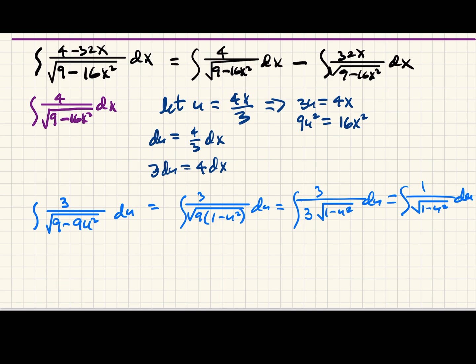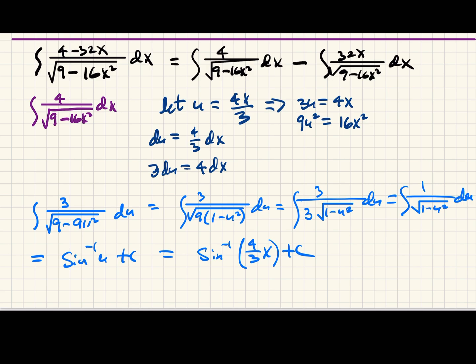I don't. I have it written down here. This would be arc sine, or I usually write inverse sine. I like that notation better. Of u plus c. So that's going to be the inverse sine of, now let's see, what did we let u be? We let u be 4/3 x, right? So inverse sine of 4/3 x plus c. Okay, that took care of that first one.